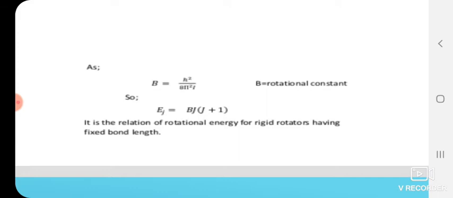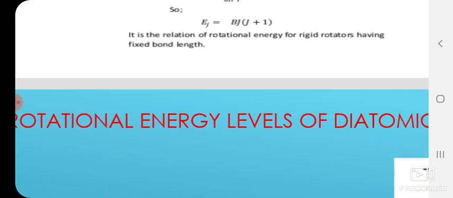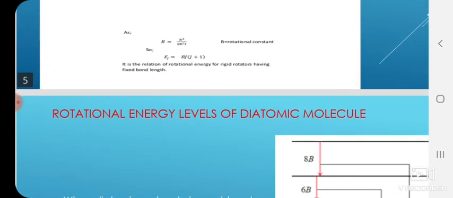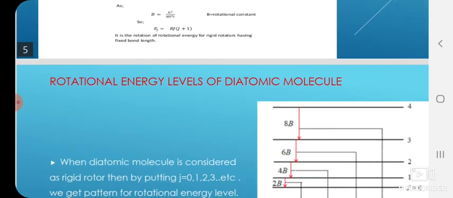It means we started from the classical treatment. After that, we used the Schrodinger equation, and finally we got the rotational energy Ej is equal to B into J into J plus 1, where B is the rotational constant, which is equal to h square by 8 pi square I. Now, I want to find the rotational energy levels of a diatomic molecule.